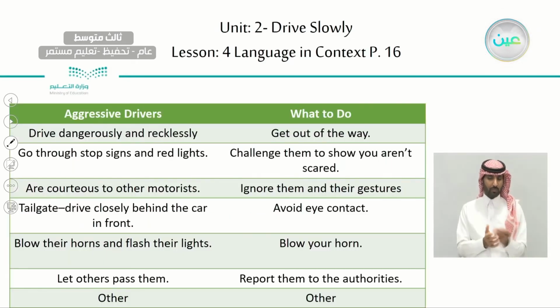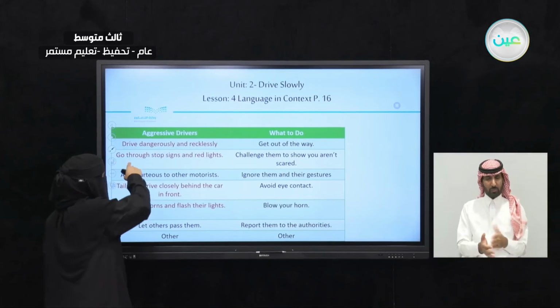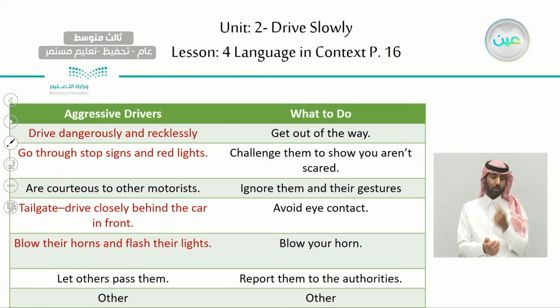Number 1, we said the aggressive driver drives dangerously and recklessly. He is reckless. He doesn't care about anyone. He is driving in a dangerous way. Okay? The second one, we will put a tick next to it. An aggressive driver goes through stop signs and red lights. He doesn't follow the laws of traffic, okay?